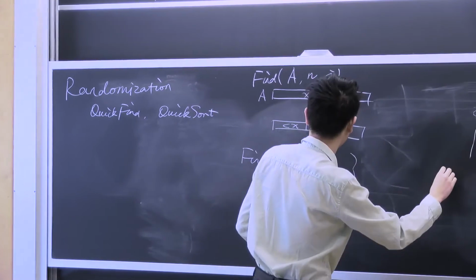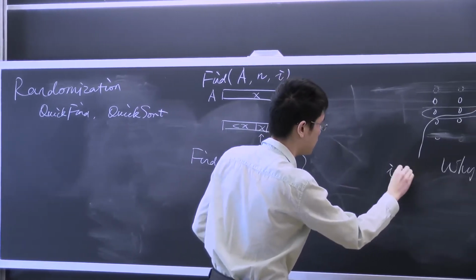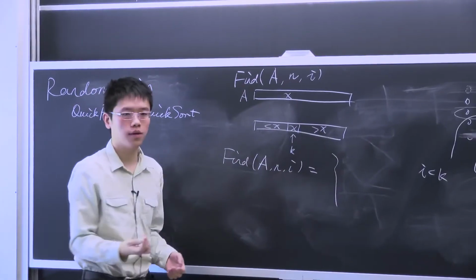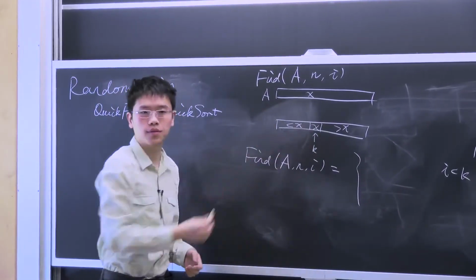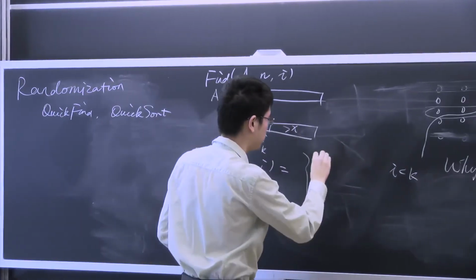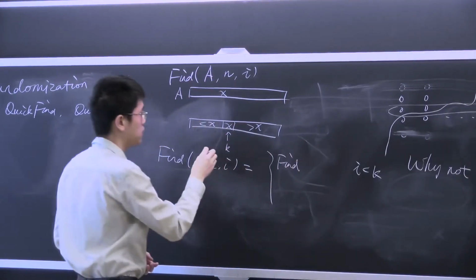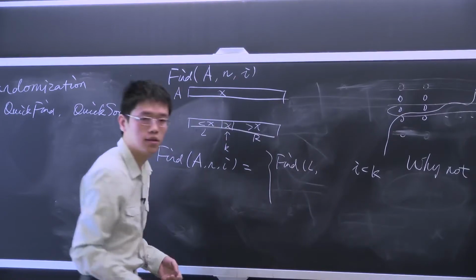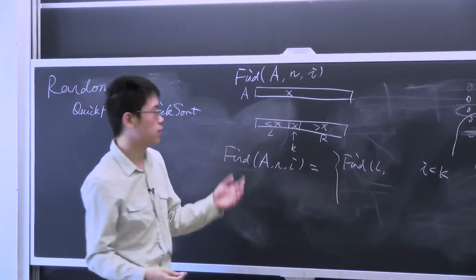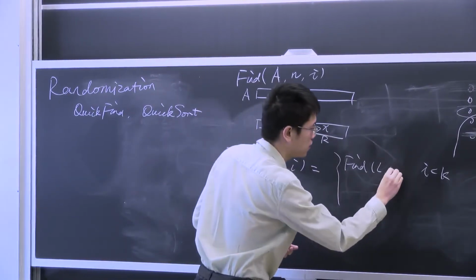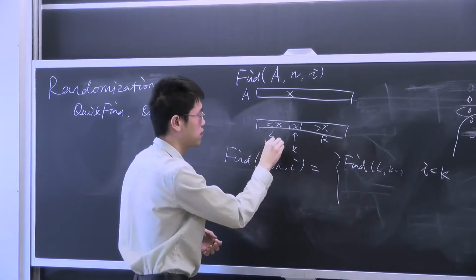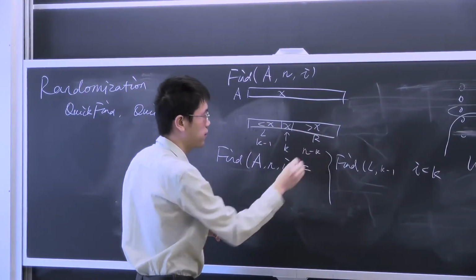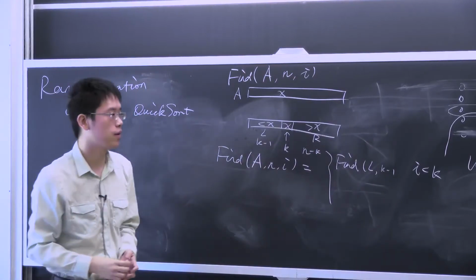Okay, if i is less than k, then my element is on this side, right? So I should find, let me define this to be the left array, this to be the right array. I should find in the left array, what is its size? It's k minus 1. Make sense? This is k minus 1, and that is n minus k, plus 1 element in the middle.